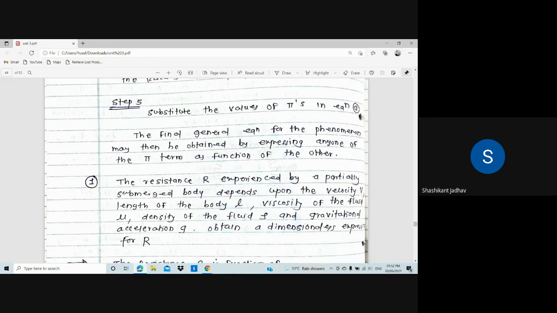Okay, so these are the steps for Buckingham's pi method. In that way, step number 1, 2, 3, 4, 5, by using these steps we have to solve the problems for Buckingham's pi method. Whatever the drawbacks of Rayleigh's method, those drawbacks we have to remove in this Buckingham's pi theorem method. Okay, so now write down the first problem.